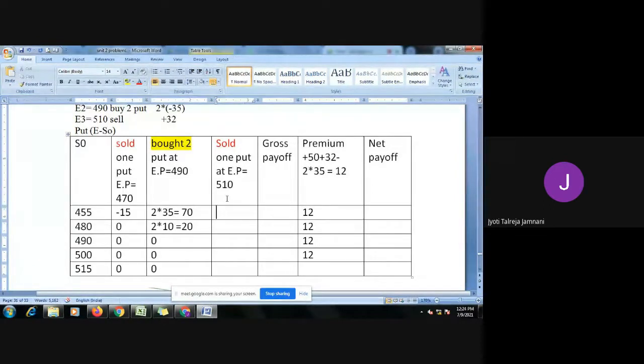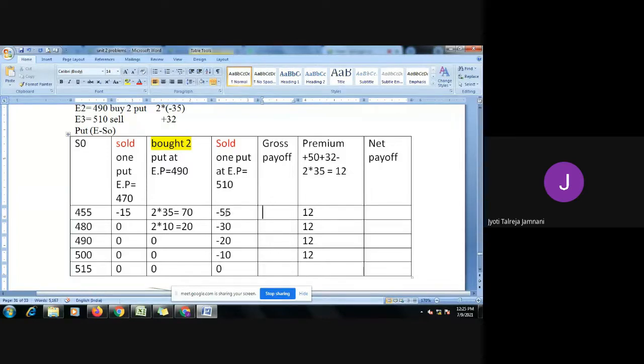510 minus 455, the gain is 55. 510 minus 480, the gain is 30. 510 minus 490, you have a gain of 20. 10 and last one is 0. Okay, now because this is sold, again remember we have to add a minus sign because it's the option sold, it's not our gain, but it's the other party's gain. Now that we have all the three, we will add it and see the gross payoff.